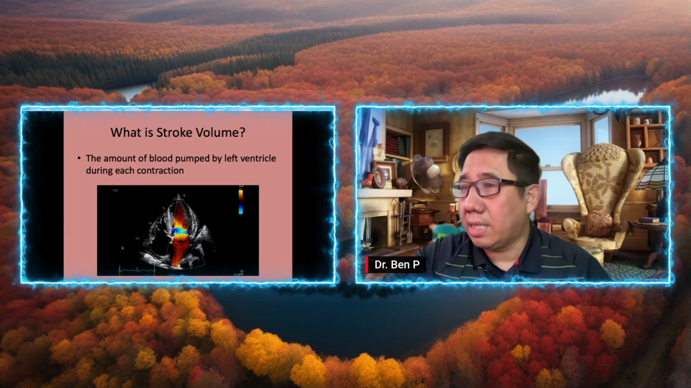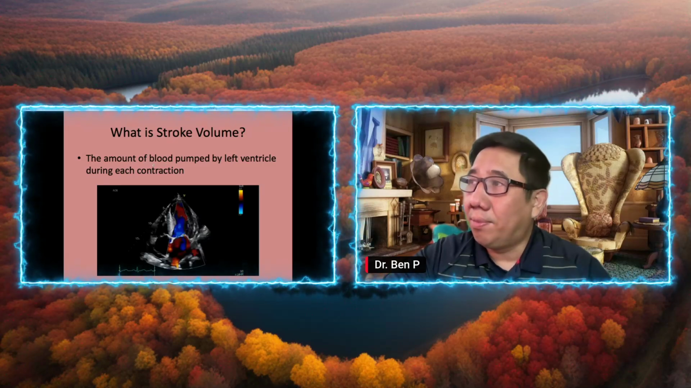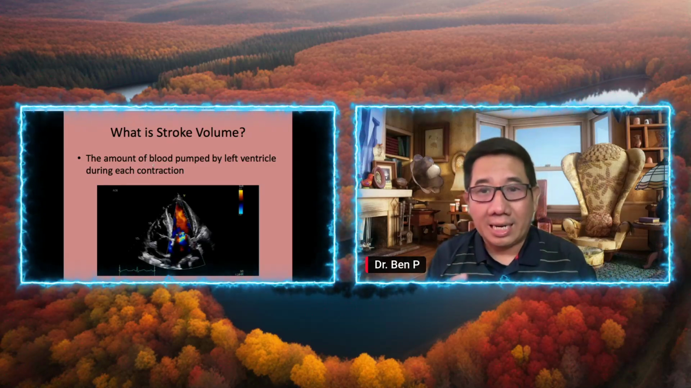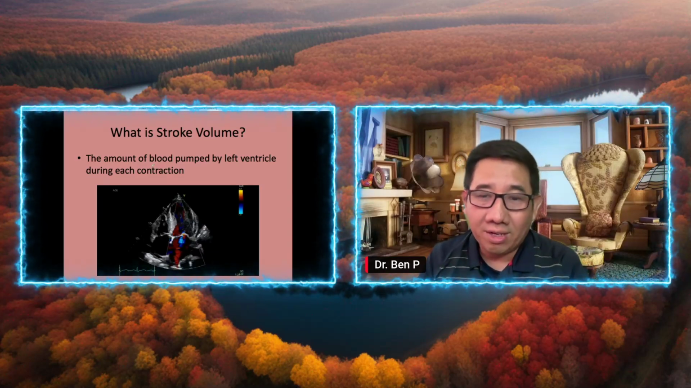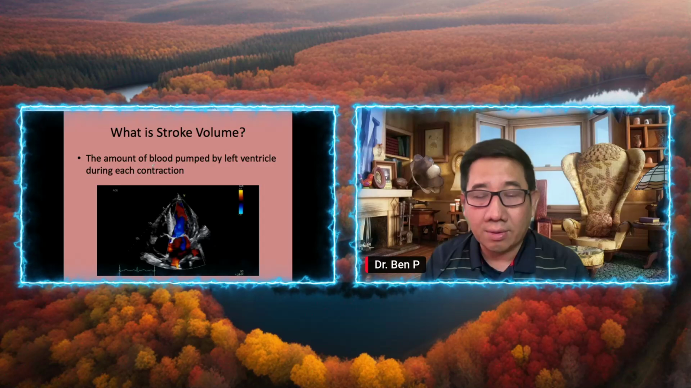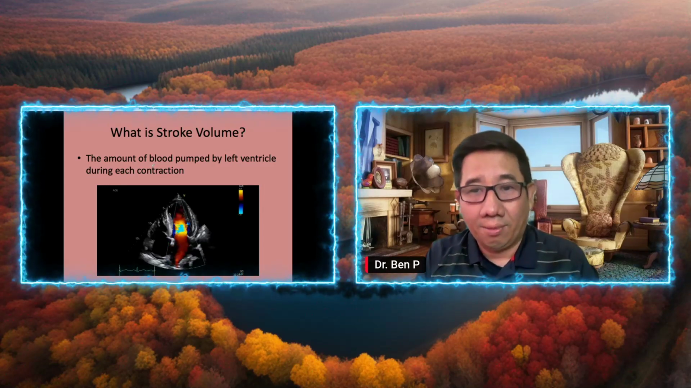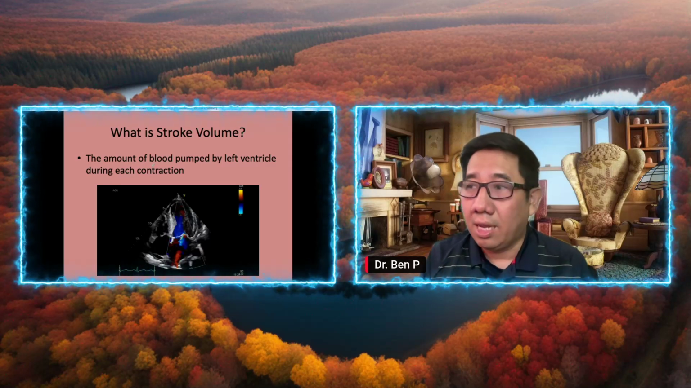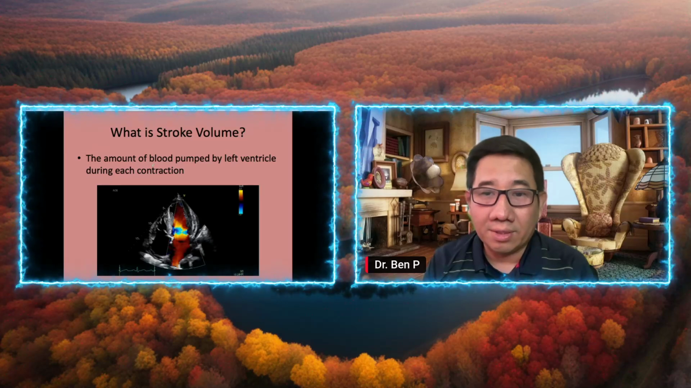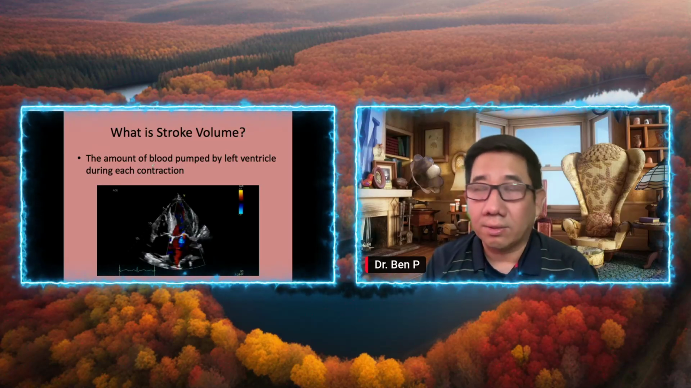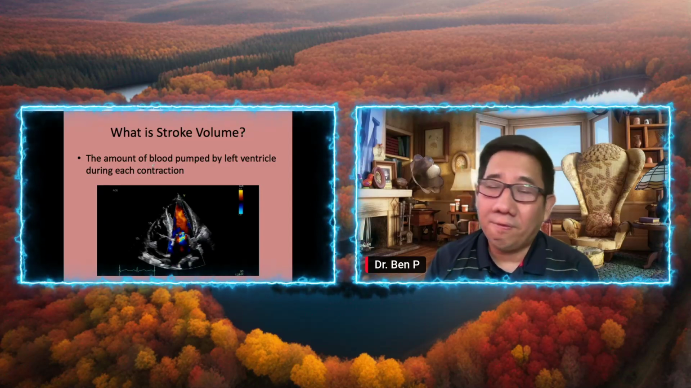The stroke volume, again, is the amount of blood. Again, we only care about the left ventricle. We don't care about the other side because the right ventricle only pumps blood to the lungs, right? So we don't really focus so much on the right side of the heart. We want to look at the left side of the heart. So this is the left ventricle. When we talk about stroke volume, it's the amount of blood pumped out by the left ventricle with each contraction.